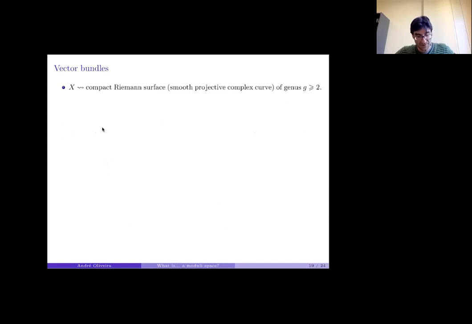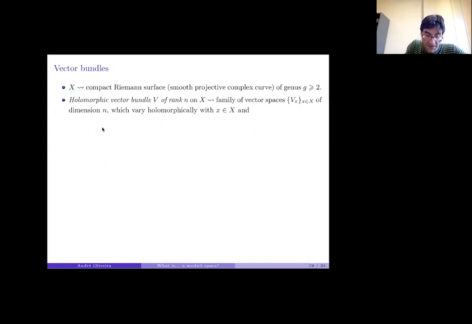Vector bundles. Let's consider X to be one of those compact Riemann surfaces of genus 2. What's a vector bundle on X? Think of it as a family of vector spaces over the points in X, of dimension n: a holomorphic vector bundle of rank n. N is the dimension of the vector spaces that you put on the points, and these vector spaces vary holomorphically with the point in X.